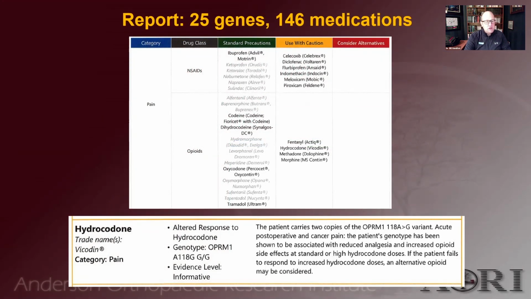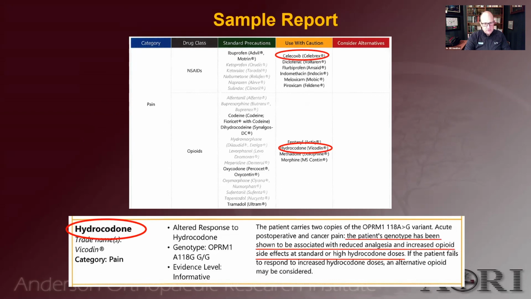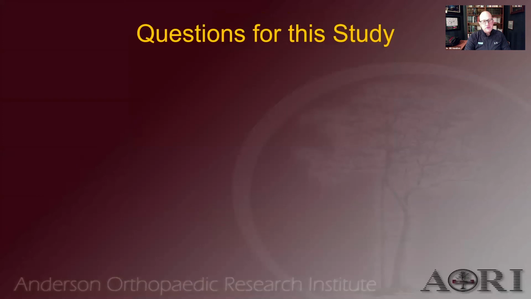For instance, in this patient for hydrocodone, they carry 2 copies of this OPRM gene, and possibly this is going to be a problem. So you can consider using an alternative medication. And it'll give you alternatives in the green column that you might consider.